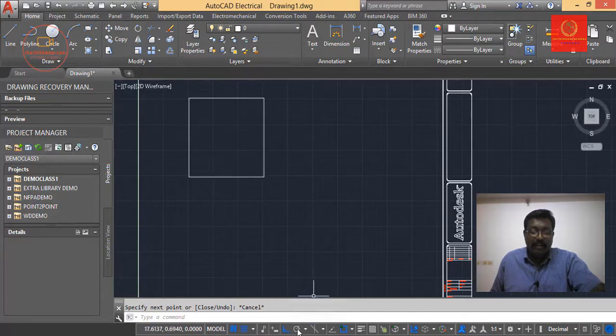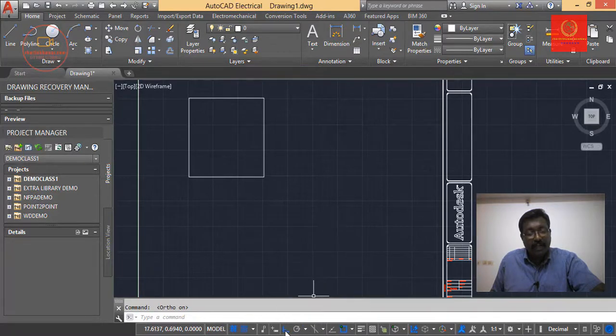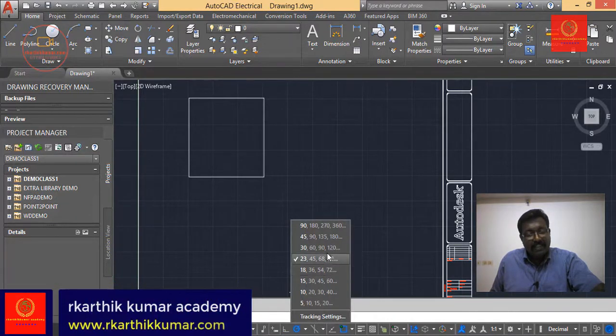The other thing we have is polar tracking, which will enable the user to draw lines at various angles. Here in ortho mode you can draw lines which are only 90° to each other, but in polar tracking you can draw lines at various angles defined by the user.